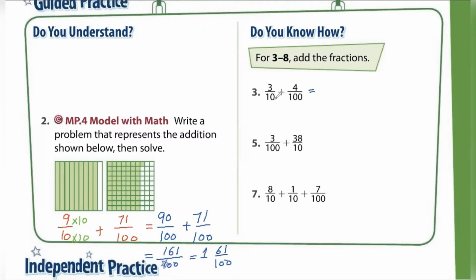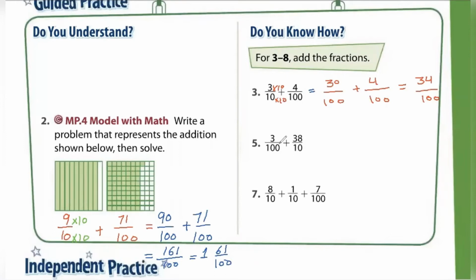Number 3, 3 out of 10 plus 4 out of 100. It's so easy. I will use equivalent fractions by multiplying up and down by 10. Now it will be 30 out of 100 plus 4 out of 100. 30 plus 4 equals 34 out of 100.